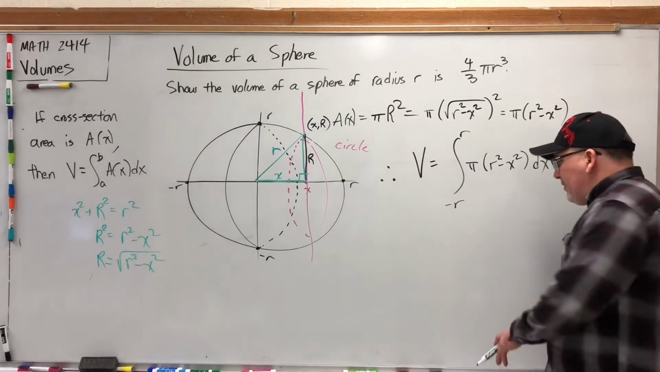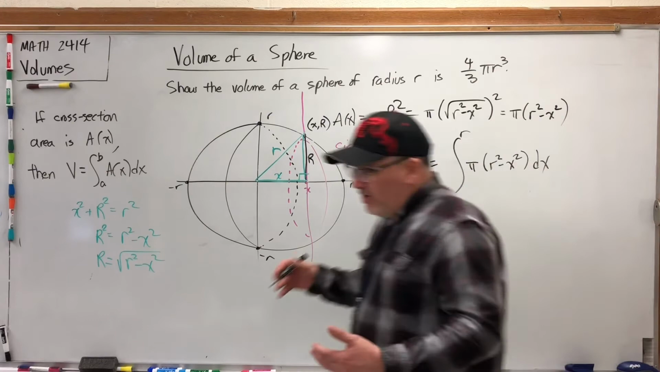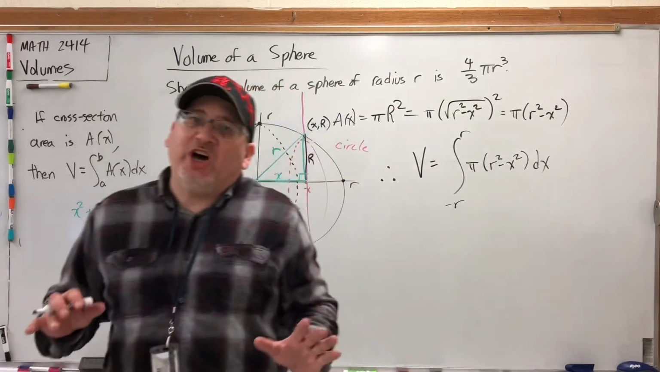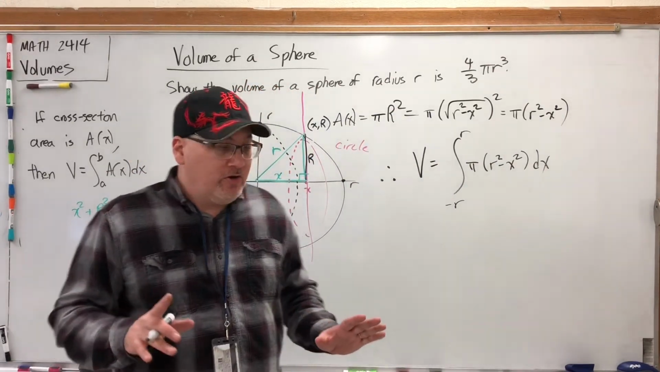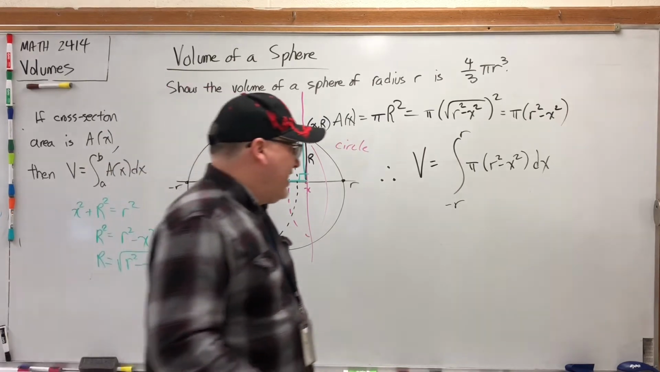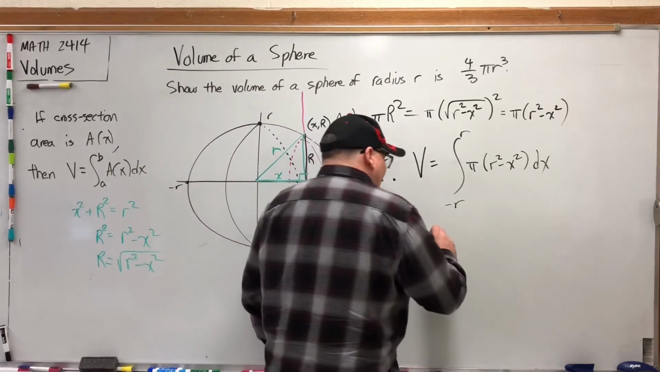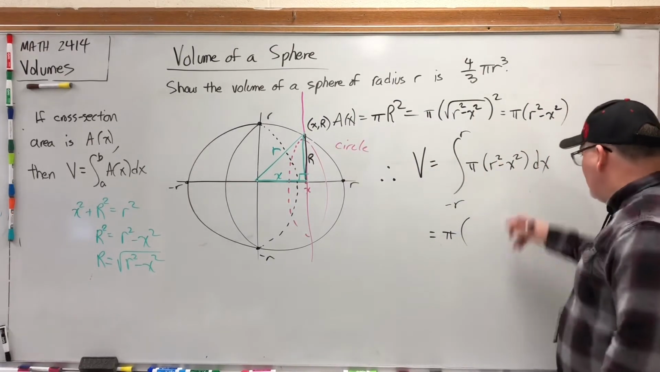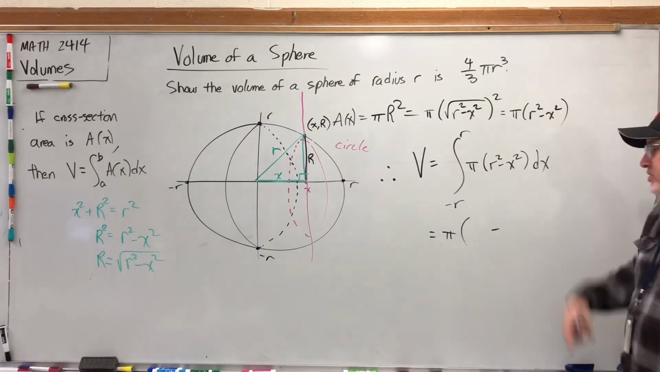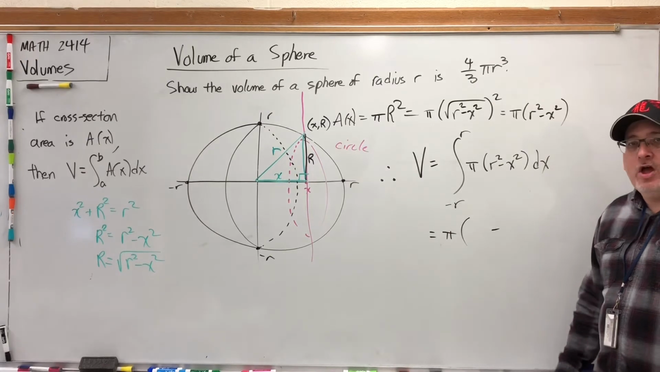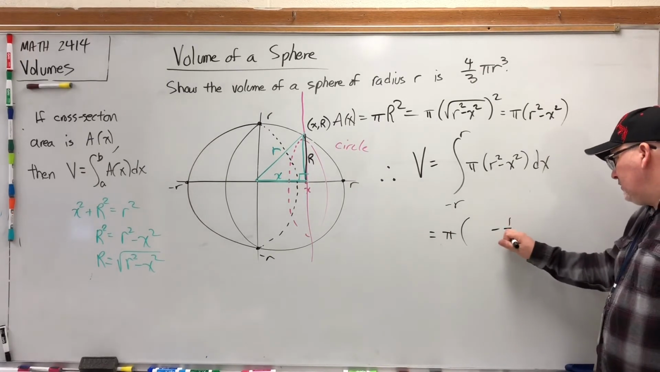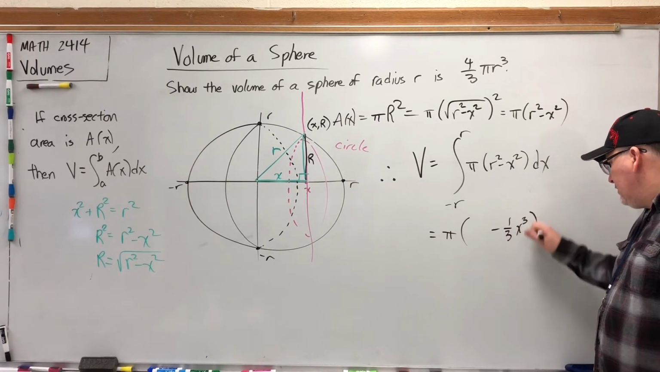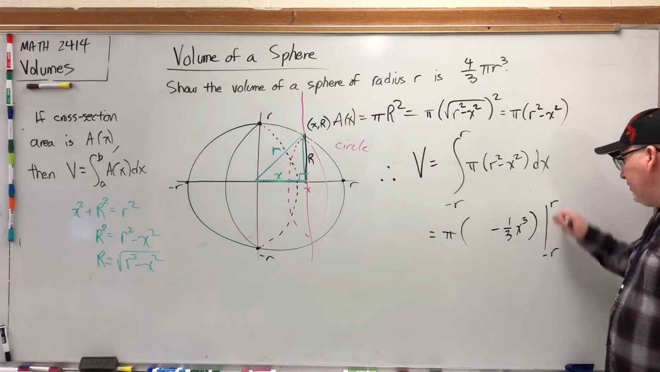Now, I know some of you might be panicking because there's another letter in there that's not an x, but it's just a constant, so you treat it as such. Let's integrate this with respect to x. First off, we can pull the pi out, so let's go ahead and do that. Let's do the x squared first because that's the easy part. What's the antiderivative of x squared? 1/3 x cubed. We're going from negative r to r.